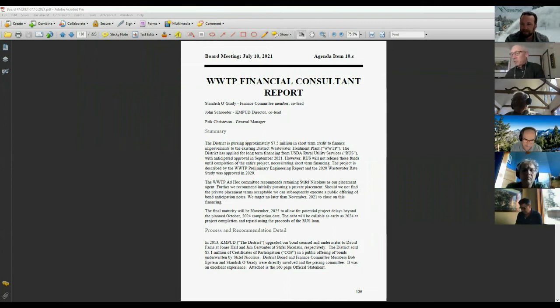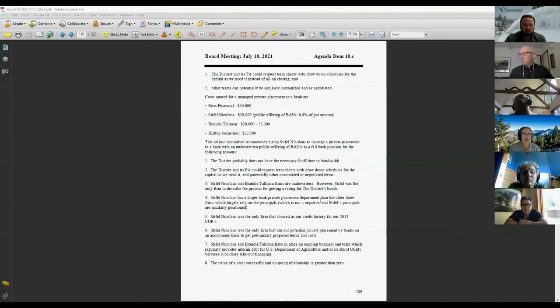Next item on our agenda is the wastewater treatment plant short-term financial consultant. And this is John. You're up. Yeah, so Eric just described the cost of the project. It's expected to most likely start in September, October this year. And it does require financing of approximately $7.5 million. So the ad hoc committee to run the process is Eric Christensen, Standish O'Grady, and myself. And then this has been reviewed with the finance committee, and the finance committee has a recommendation. So I'll just summarize what the recommendation is, and then I'll go through the process that we went through to arrive at the recommendation.